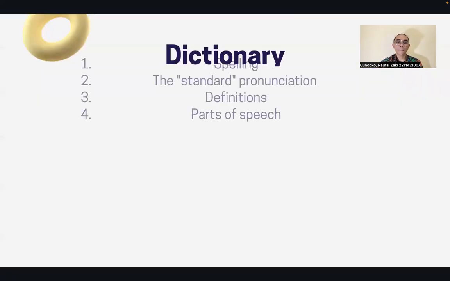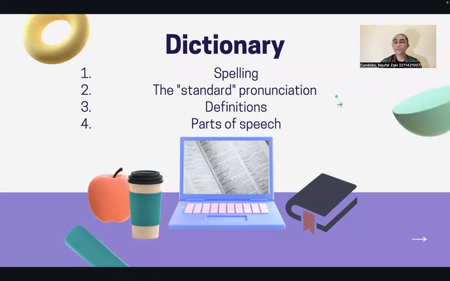The next slide is dictionary. I think everybody knows about dictionary. In morphology, dictionary is so important because a massive number of vocabularies are collected. And in the dictionary, we can find, the first one, the spelling of the word, the second, the standard pronunciation, the third, the definition of the word, and the last one is the parts of speech. After you are aware of this, let's jump to the next material in morphology.